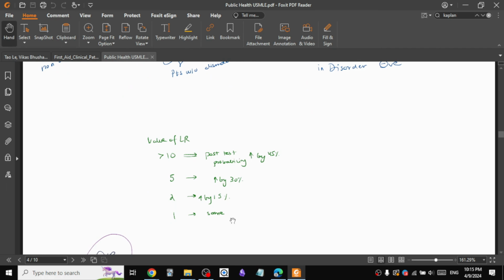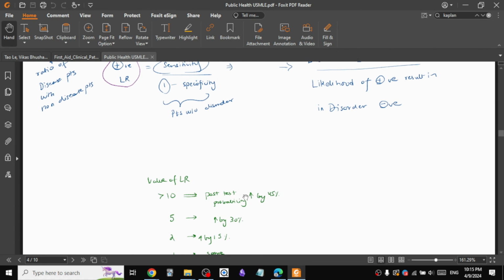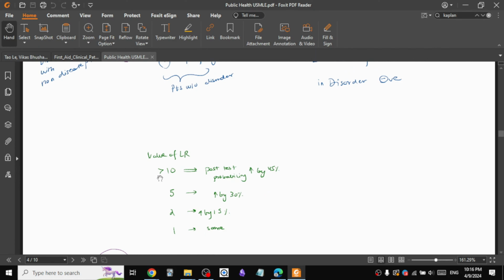Now compare the values. So if the value of the likelihood ratio is greater than 10, which means that most of the people that I'm encountering actually have a higher likelihood of having the disease based on this test. So this increases the value of LR. If it's greater than 10, it increases the post-test probability by 45%. Imagine that, right? So what we need is a test which, first of all, has good sensitivity and specificity.